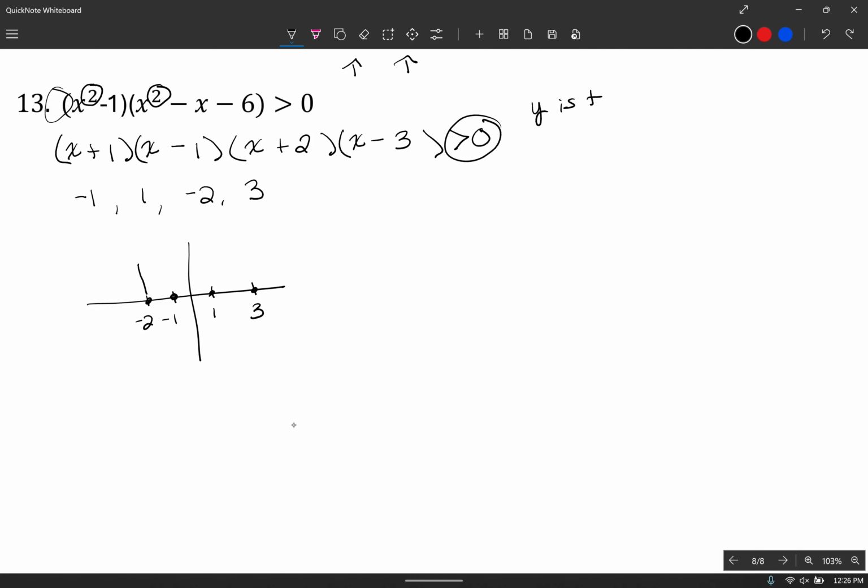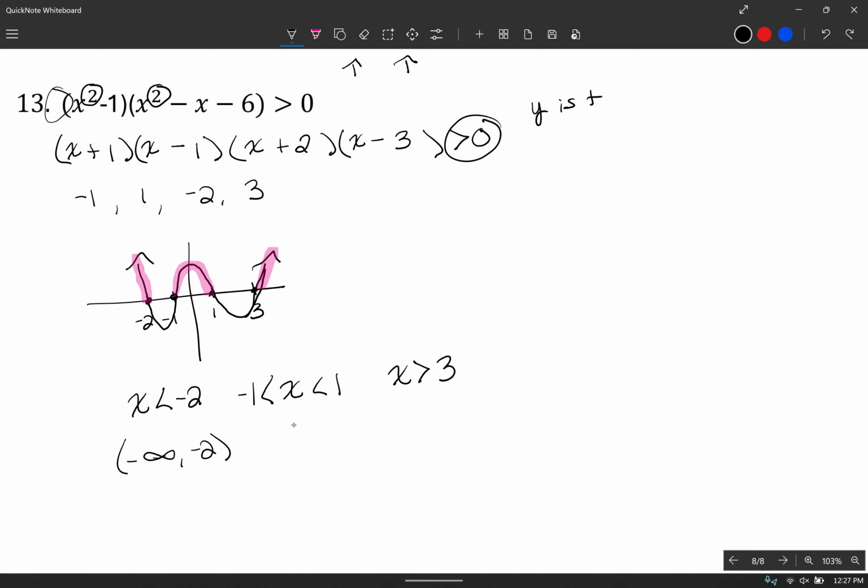So we will start up, come down, turn, come back up through, then curve back down, and then come back up. Well, hit your zeros though. And end going up. So I am looking for those positive sections. That would be here, here, and here. I have 3 sections. So when x is less than negative 2, when x is between negative 1 and 1, and when x is greater than 3. So in interval notation, that's negative infinity to negative 2, negative 1 to 1, and 3 to infinity.